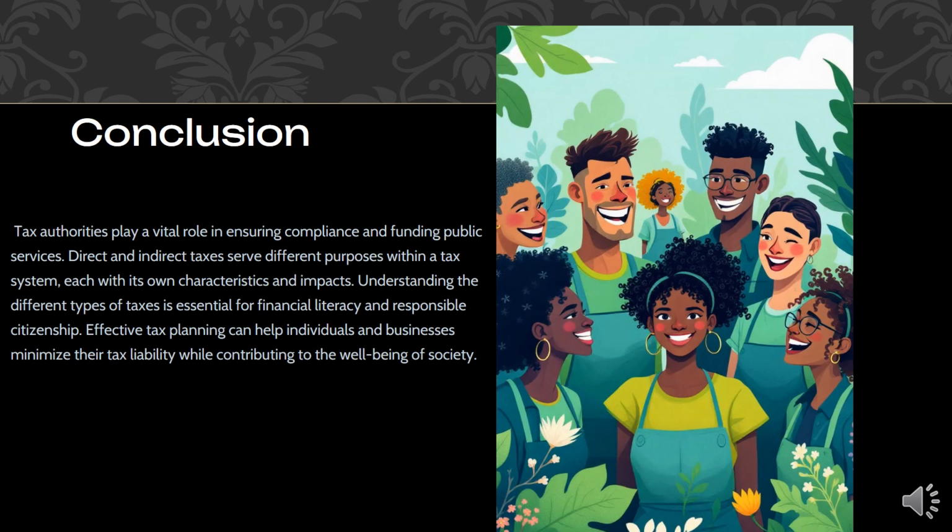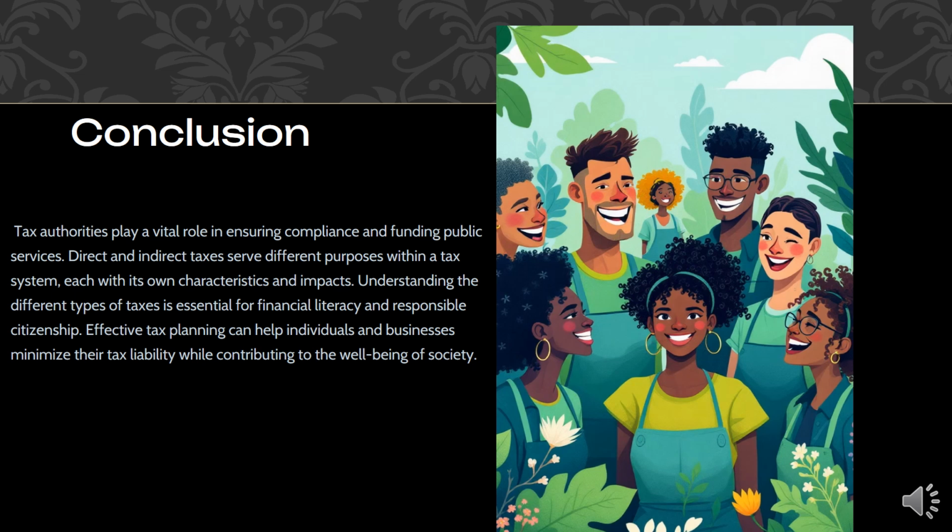Conclusion. Tax authorities play a vital role in ensuring compliance and funding public services. Direct and indirect taxes serve different purposes within a tax system, each with its own characteristics and impacts. Understanding the different types of taxes is essential for financial literacy and responsible citizenship. Effective tax planning can help individuals and businesses minimize their tax liability while contributing to the well being of society.